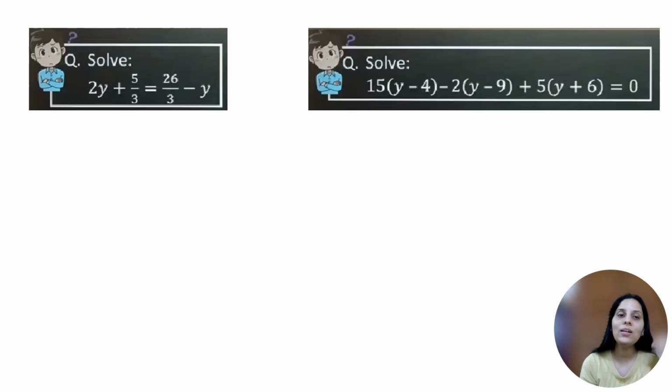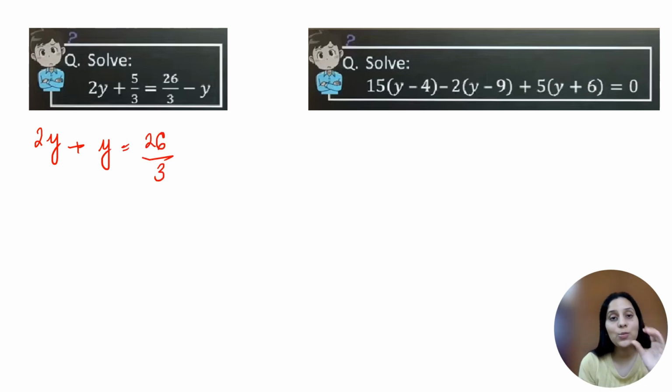Now moving on. This one. Again, we have variables on both the sides. I will first try to have all the variables on one side and constants on one side. So 2y minus y, when I bring it here, it becomes plus y equal to, first I will write what it already has. It has 26 by 3. Now plus 5 by 3 becomes minus 5 by 3.